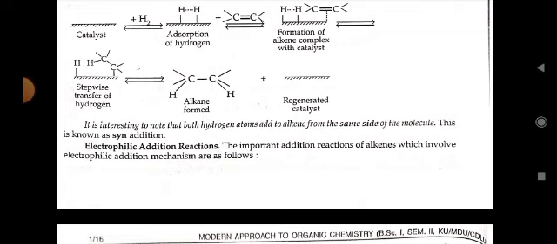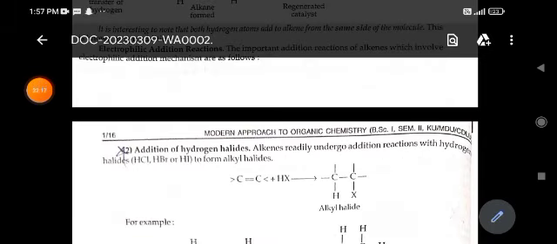Electrophilic addition reactions. The important addition reactions of alkenes which involve electrophilic addition mechanism are as follows. Addition of hydrogen halides. Alkenes readily undergo addition reactions with hydrogen halides to form alkyl halides. Ethylene with hydrogen iodide gives ethyl iodide.